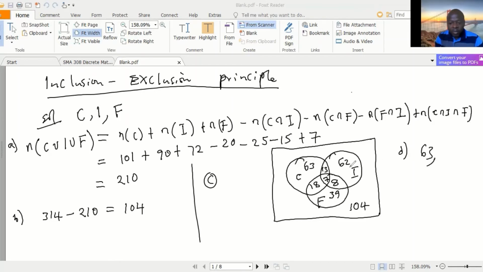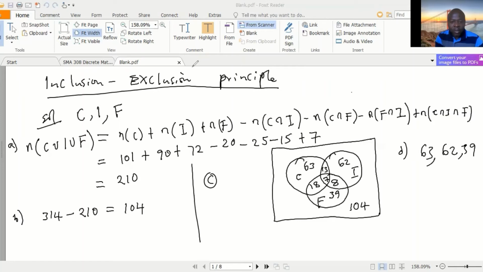And those who only took investment loans were 62. And those who only took school fees loans were 39. So these are the customers who just went and said, I just want school fees loans only, and left the bank. Those ones were 39. Those who said, I just want investment loan alone, they were 62. And those who said, I just want car loan alone, they were 63. So this is how you answer this type of question. And you've seen that we've used the inclusion-exclusion principle.